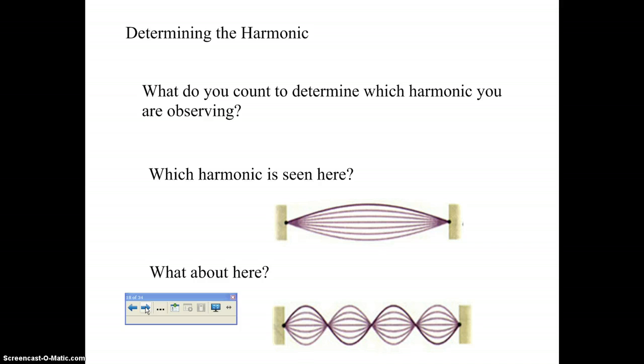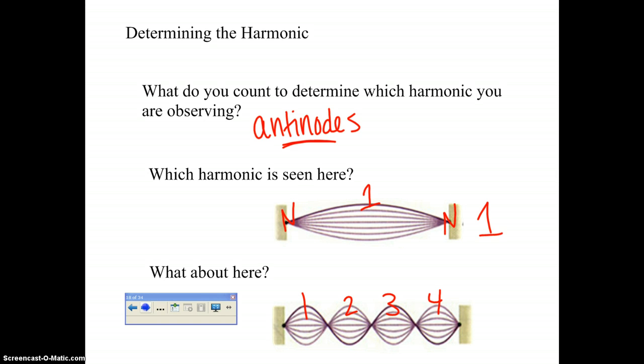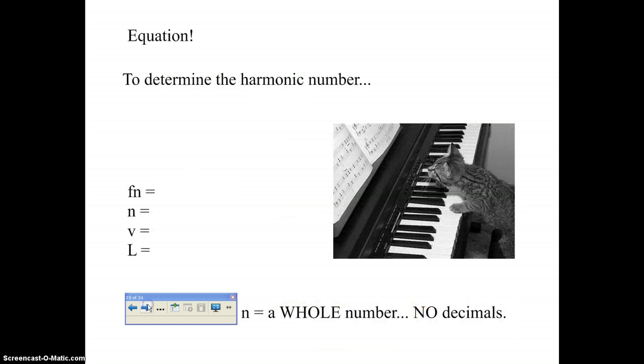So determining the harmonics. What do you count to determine which harmonics you're observing? You count the antinodes. But once again, remember, in order to be an antinode, you have to be between two nodes. So is this a node? Yes. Is this a node? Yes. So here is the first harmonic. This would be the first, second, third, fourth harmonic. So in other words, n equals 1, n equals 4, whenever you're going to do your problems here.